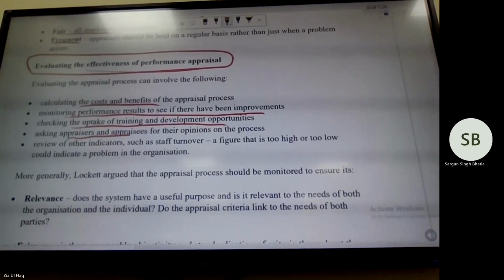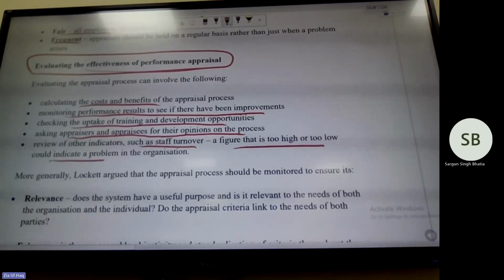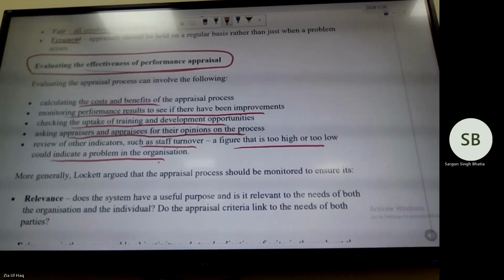Asking appraisers and appraisees their opinion on the process, meaning if it's done through two-way communication, then it will be effective. And review of other indicators, such as a staff turnover figure that is too high or too low, could indicate a problem in the organization. Meaning through performance appraisal, you can also review staff turnover. You can highlight why staff left the organization, why they are not satisfied. Then performance appraisal will be effective, so that you can eliminate those problem areas so that staff turnover is kept low.